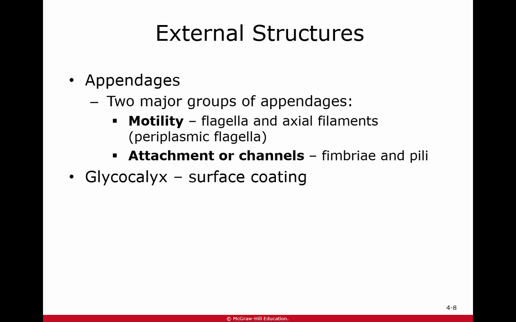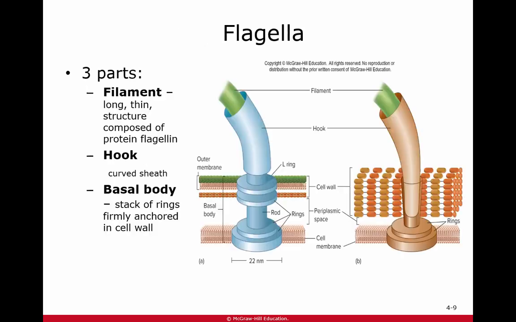We also know that some external structures that a cell might have is a glycocalyx, and that may be the first time you've heard that word, but that is a surface coating, and we're going to talk about the importance of that on especially your bacterial cells.